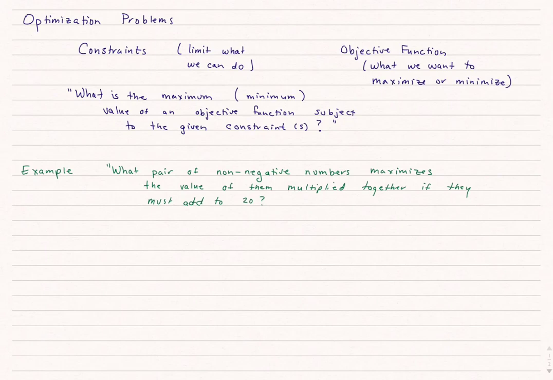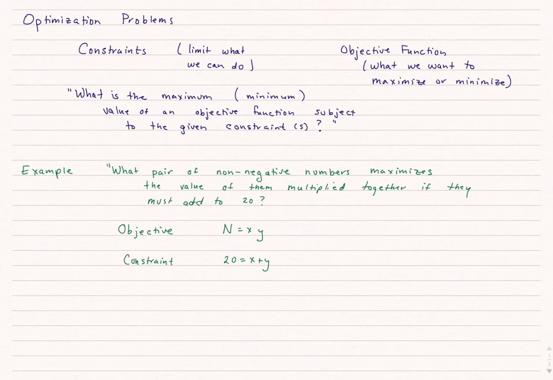What pair of non-negative numbers maximize the value of them multiplied together if they must add to 20? So I'm going to first come up with my objective. My objective is the number equals x times y, where x and y are my two different numbers. My constraint, that's simply 20 equals x plus y. So what do I do with this?